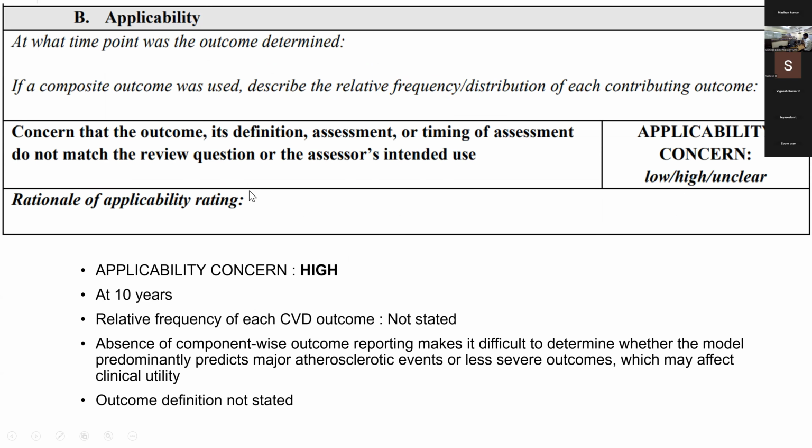And what are the concerns regarding applicability? Again, here for applicability concerns, I have given a high risk of applicability concern, because they have not given a clear-cut outcome definition, and there is no component-wise outcome reporting. Within these 202 people who had developed the CVD event, we have no data as to what exactly the CVD event was, whether it was a fatal or a non-fatal CVD event. And within this, whether it was a stroke or an MI. Our outcome in question for our scenario was risk of MI. So we don't have data as to how many of them had actually developed a heart attack at the end of 10 years.